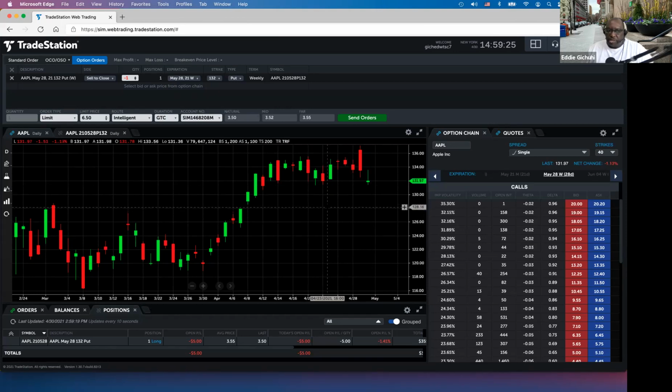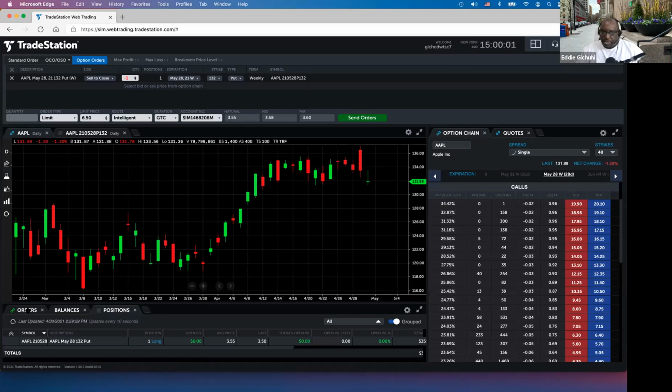Let's look at that risk management order one more time. We put in an order that will potentially take us out at $2.90, right? And we bought this at $3.55. So 3.55 minus 2.90 is 65 cents. And we bought one contract, so we need to multiply that by 100, which means that our potential loss here is $65. You with me so far?